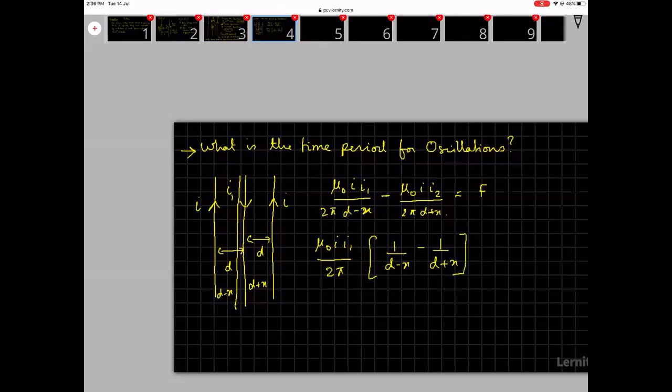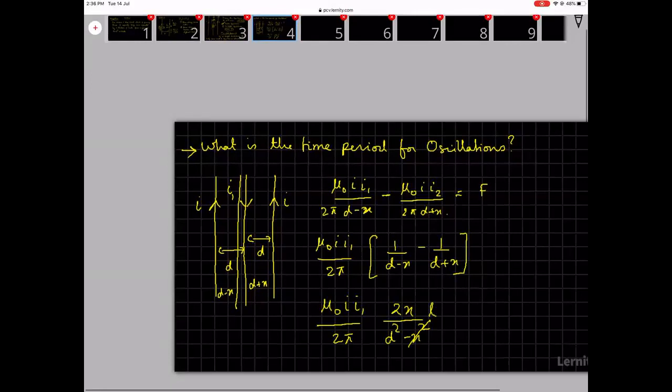So I can take LCMs here. It will become mu naught I1 by 2 pi times 2X by (D square minus X square). Now if X is very, very small, I can ignore this. So this is equal to the force per unit length. I'll multiply L here so that we will get the value for force. So this is equal to the force acting.